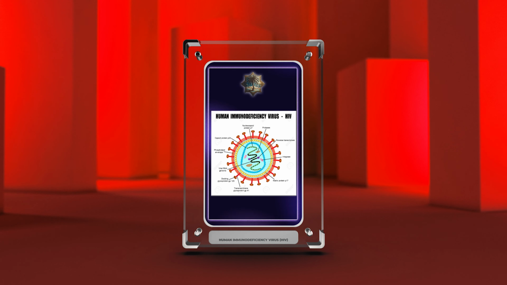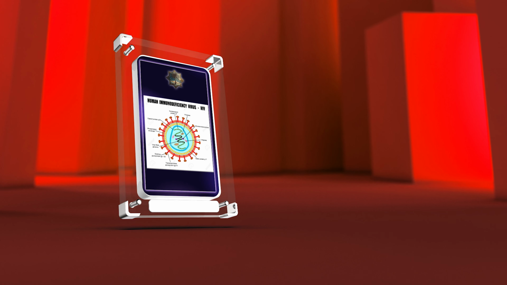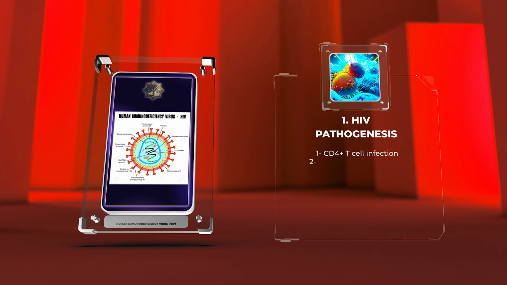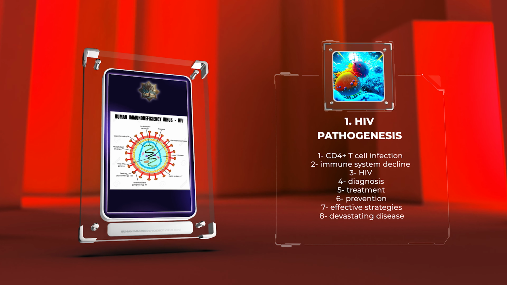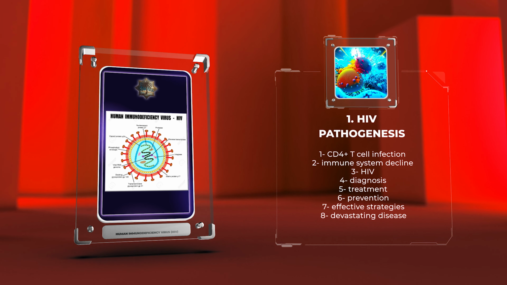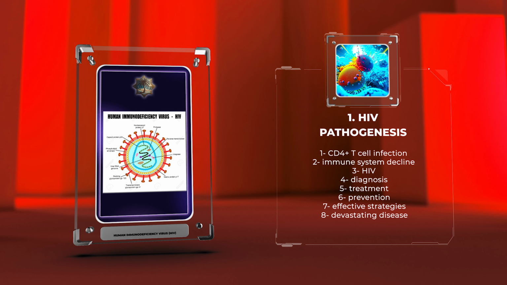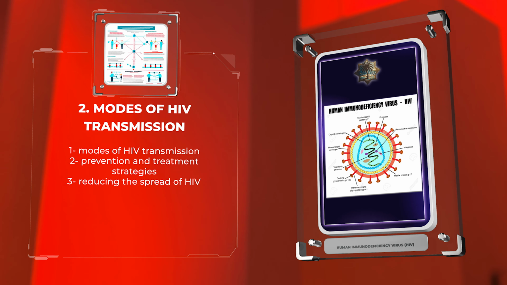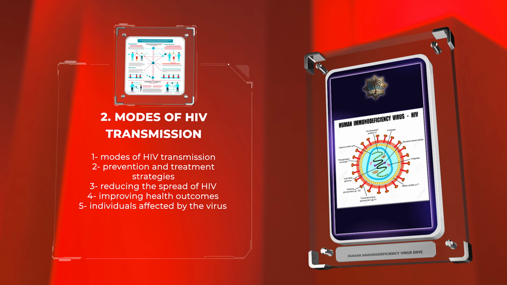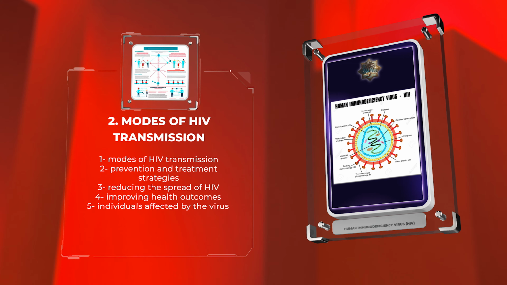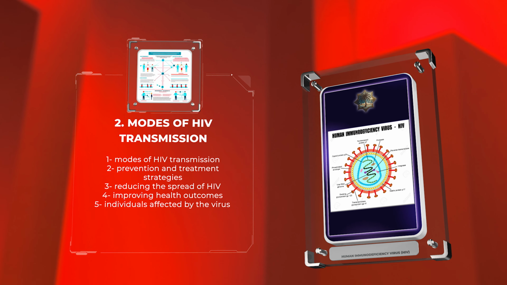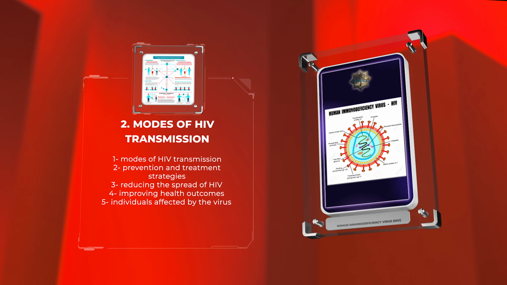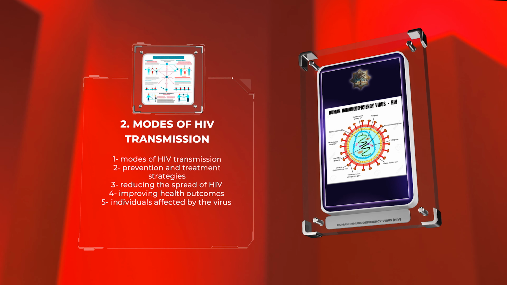Understanding the mechanism of CD4+ T-cell infection and immune system decline caused by HIV is crucial for developing effective strategies for diagnosis, treatment, and prevention of this devastating disease. Understanding the different modes of HIV transmission is vital for both prevention and treatment strategies. By targeting these modes and implementing appropriate interventions, we can work towards reducing the spread of HIV and improving the health outcomes for individuals affected by the virus.